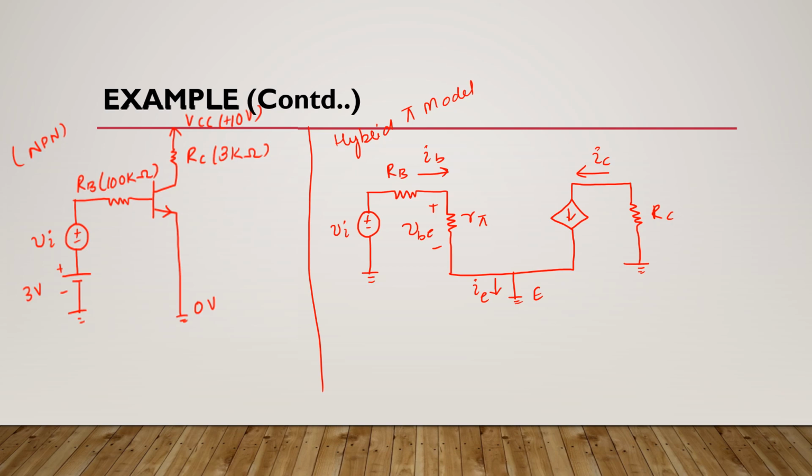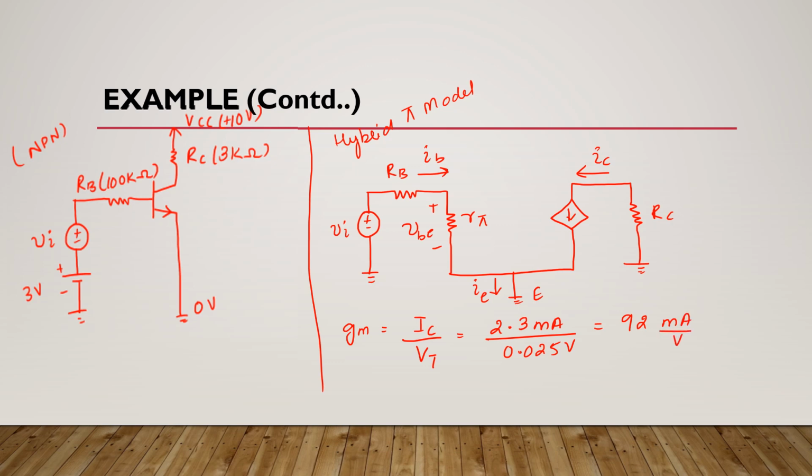transconductance. We know that transconductance is equal to collector current divided by thermal voltage. In our previous slide, we have calculated this collector current, which is 2.3 milliamperes, and we know that thermal voltage is 0.025 volts. After solving this, you will get 92 milliamperes per volt.